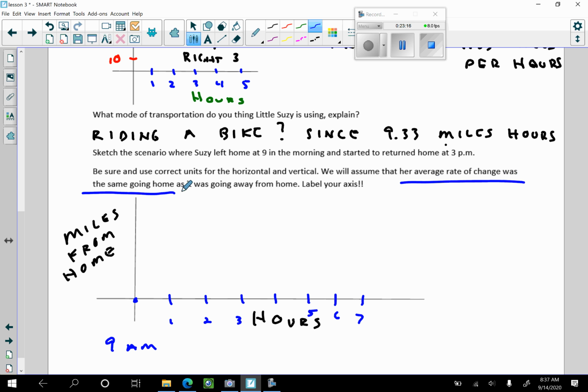So now she's going away from home. We'll just say she went this far. And here's going to be her average rate of change. At 3, she turns around and goes home. And she's doing the same rate of change on the way home. Where's that line going to hit the horizontal axis? If she spent 3 hours going away from home, how long is she going to spend going back to home? 3, correct?